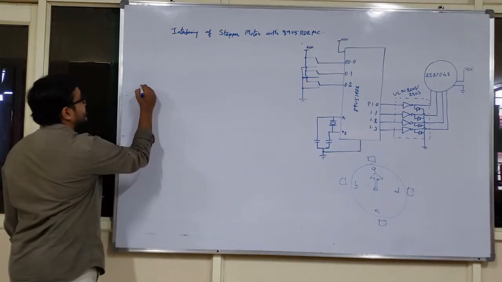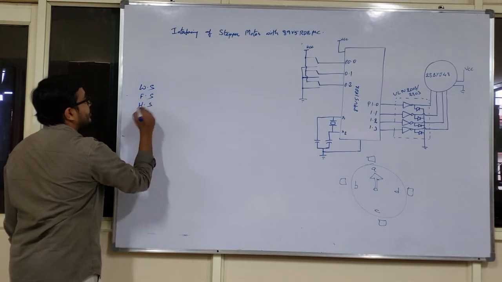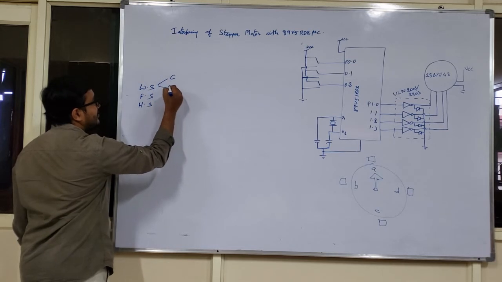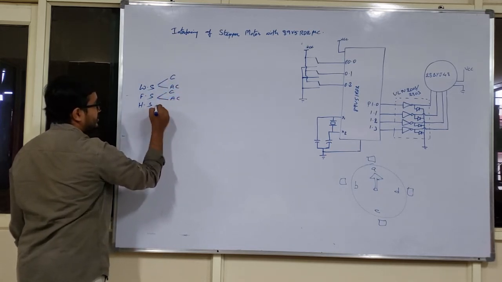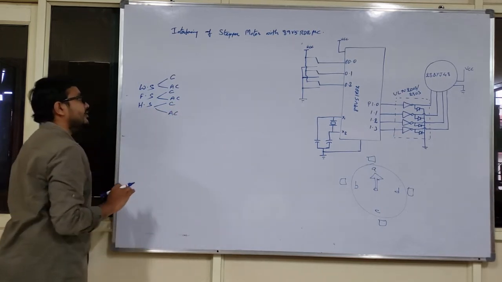So these are the 3 excitation modes, called wave step, full step and half step. The shaft can take a clockwise as well as an anti-clockwise direction. Here also it can take clockwise direction or anti-clockwise direction. Here also, clockwise direction or anti-clockwise direction it can take.